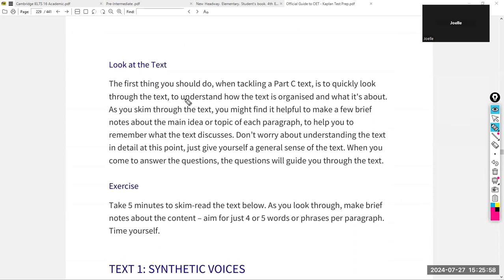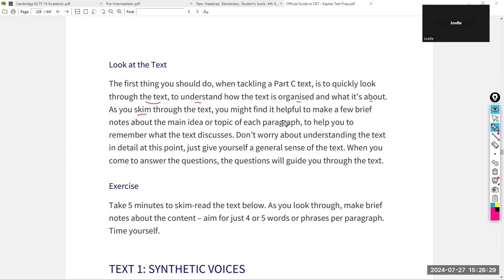The first thing you should do when tackling part C is to quickly look through the passages. I have to understand how the text is organized and what it is about. I'm talking about the text, and I have to skim in the beginning. When I say skimming, I have to read really fast. But after that, I have to scan when I start solving the questions.